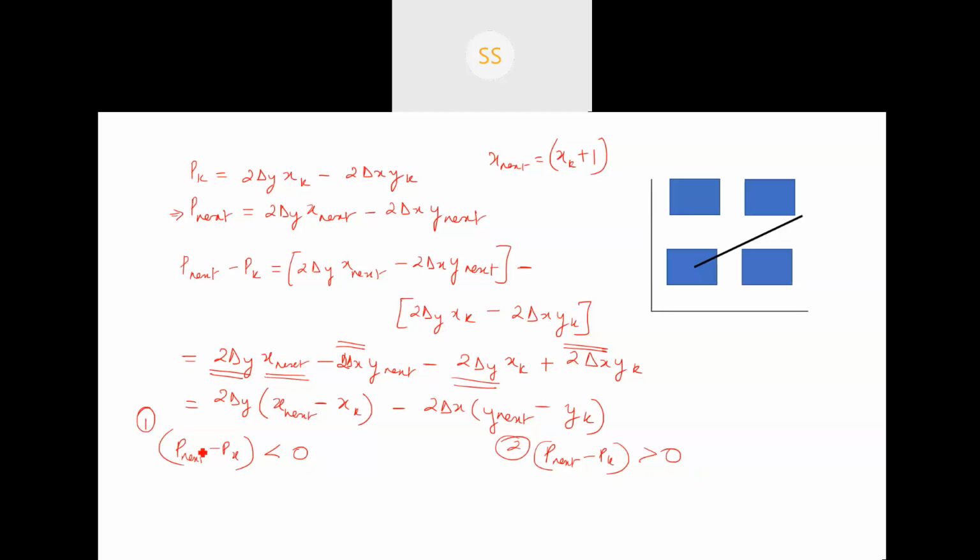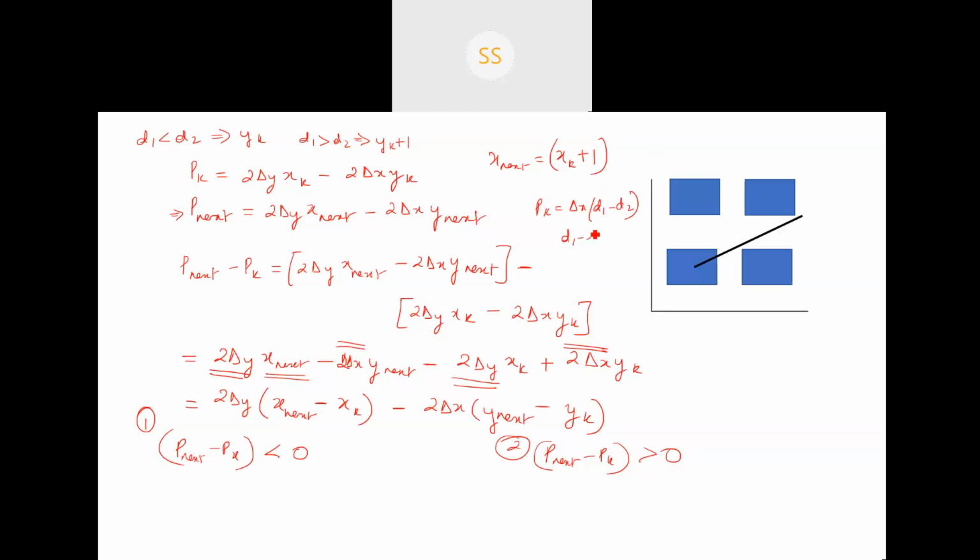Now, if this condition is there, that is p next minus pk is less than 0, from the earlier point itself we remember the decision parameters d1 and d2, where I said if my d1 is less than d2, what is my y value? It is going to be yk. If my d1 is greater than d2, what is my y value? It is going to be yk plus 1. Same applies here. What is my pk? It is derived from d1 minus d2, isn't it? Pk is actually delta x of d1 minus d2.